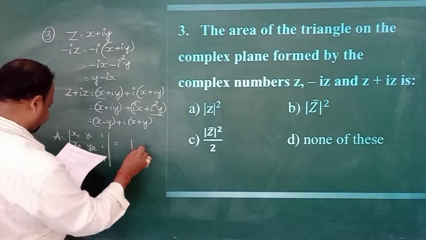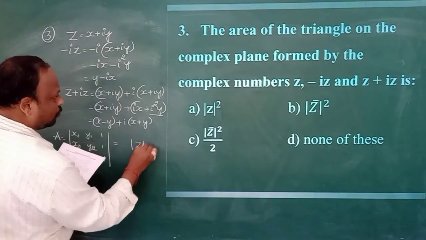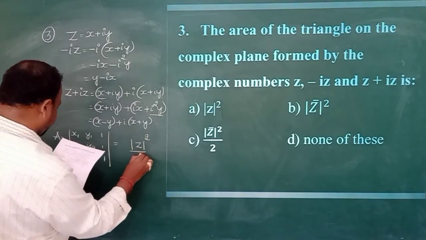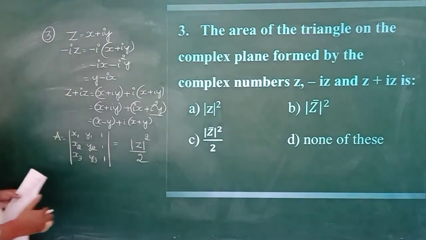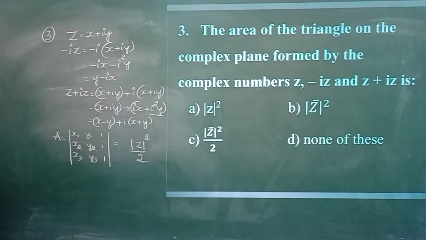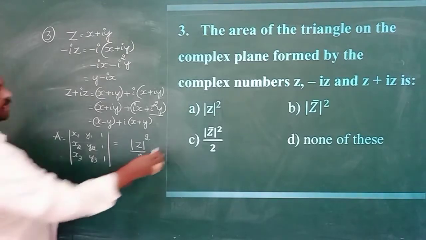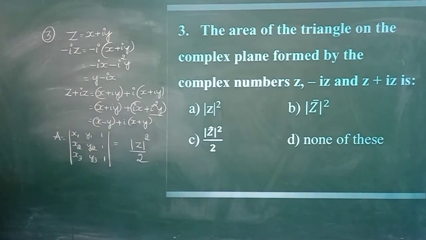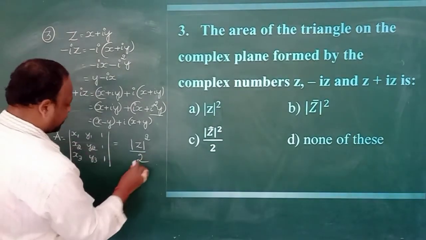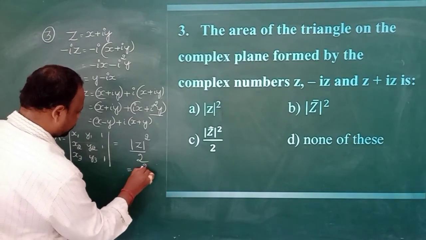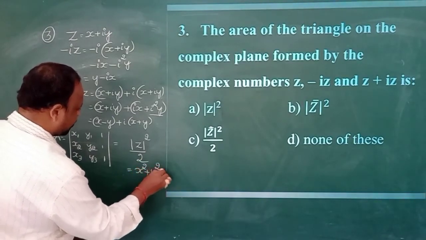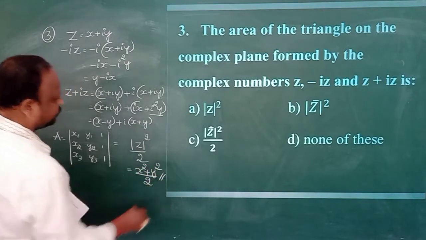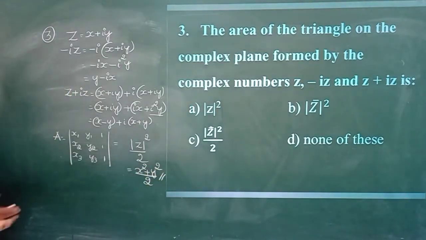modulus of z whole square divided by 2. So here option C will be modulus z whole square, that is not z bar. Here mod z is nothing but root of x square plus y square. You simplify this, you will get x square plus y square divided by 2. Option C.